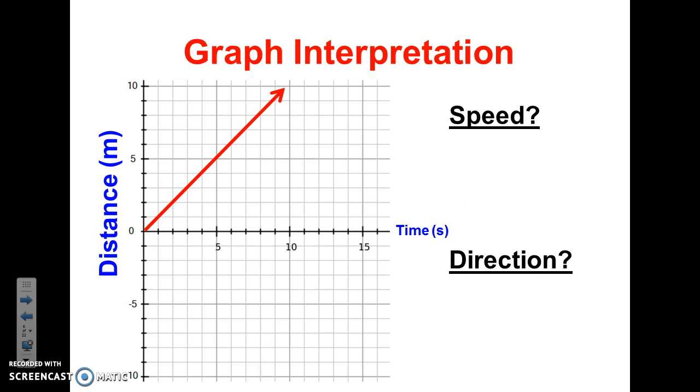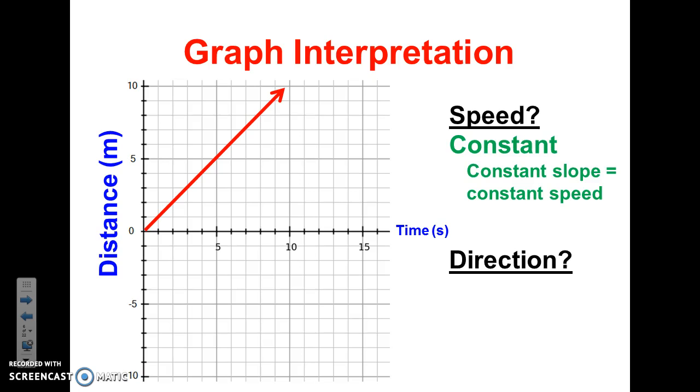In this graph, the object has a constant speed. I know it's a constant speed because it has a constant slope. And the slope of a distance time graph is the speed. So if it has a constant slope, it has a constant speed. For the direction, we're moving away from the zero, we're getting further and further away from the start point. And again, since we're on the positive side of the graph, we are moving to the right.